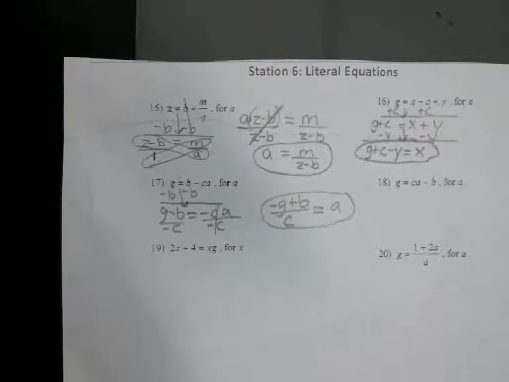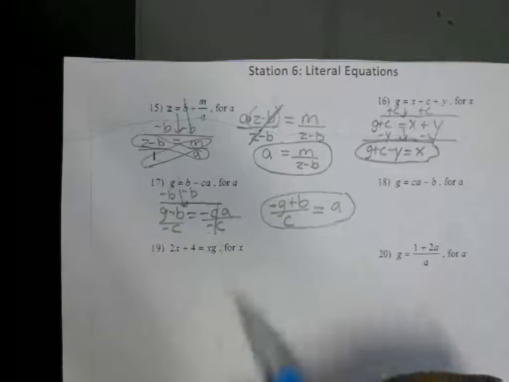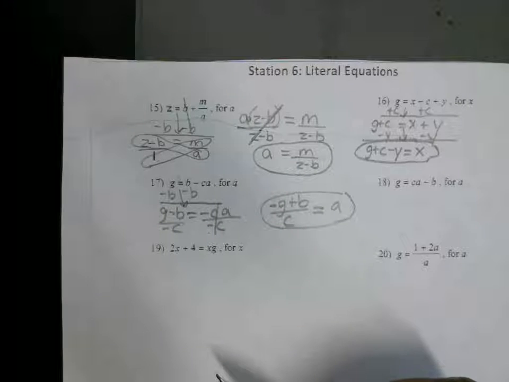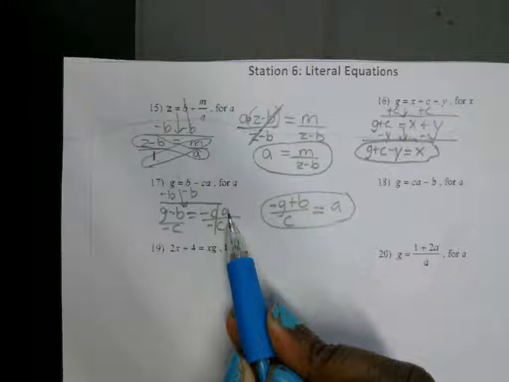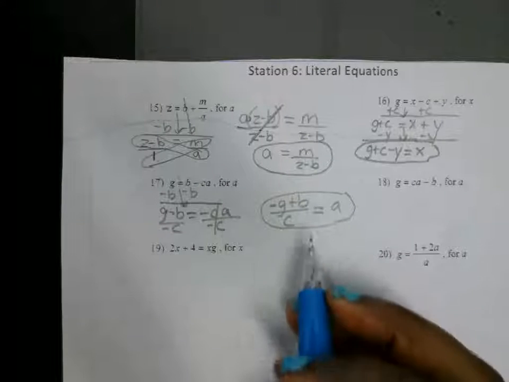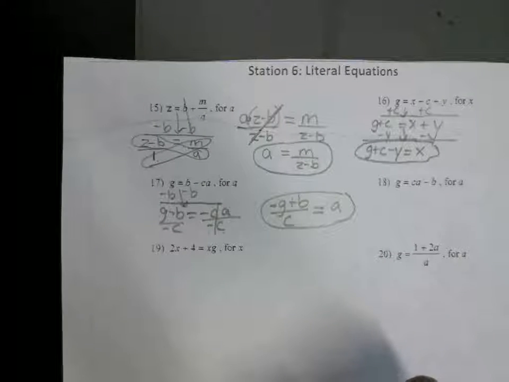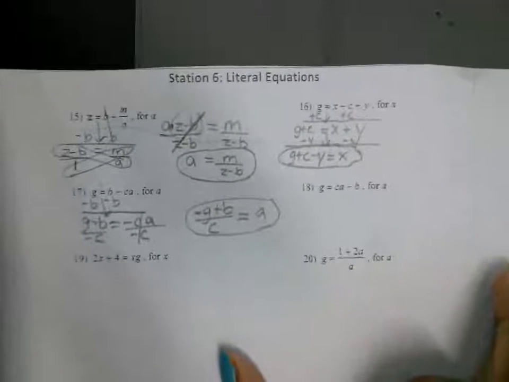I did do it to the other side. Negative C, I did, because AC is one term. It was negative before, and I got rid of the negative by dividing it by negative. It's not two separate terms. It's together. Okay, that's a good question.